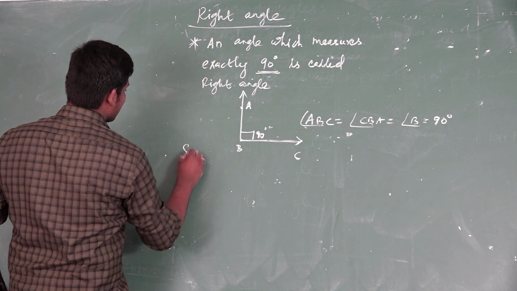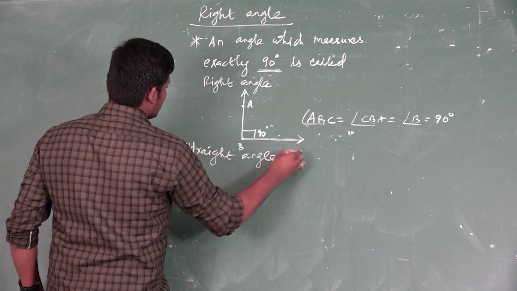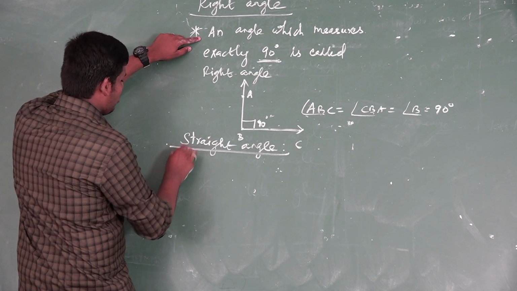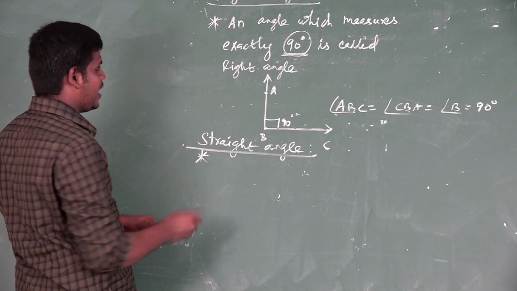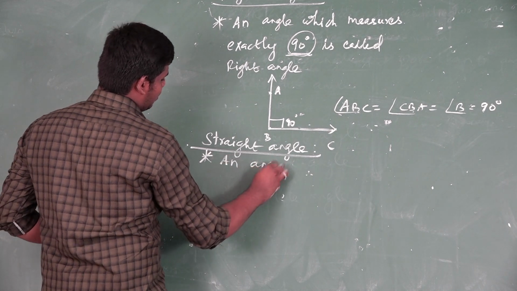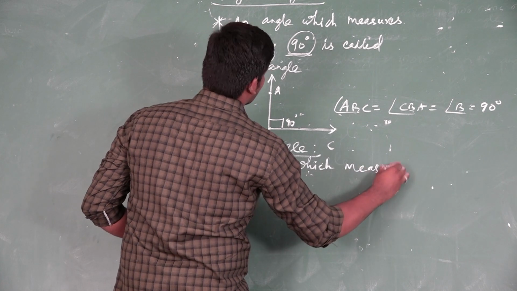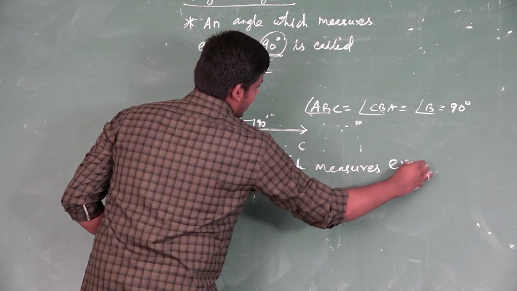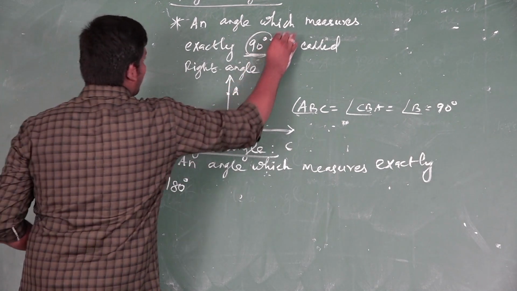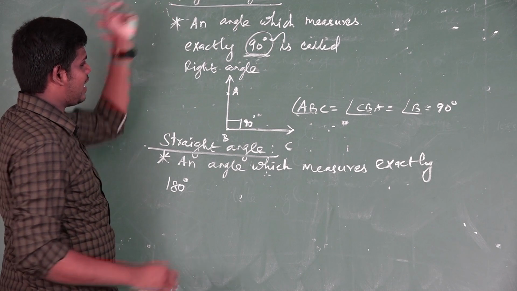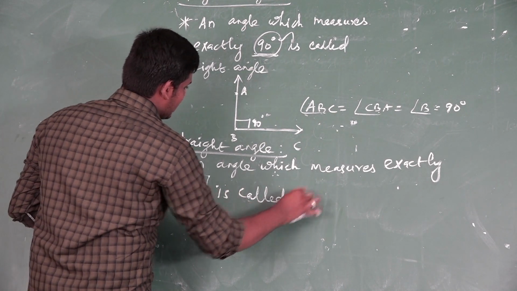The next one is a straight angle. Likewise, only we want to change the 90 to 180 degree. So an angle which measures exactly 180 degree. Here, given 90 degree, that is called right angle. Here, given 180 degree, that is called straight angle.